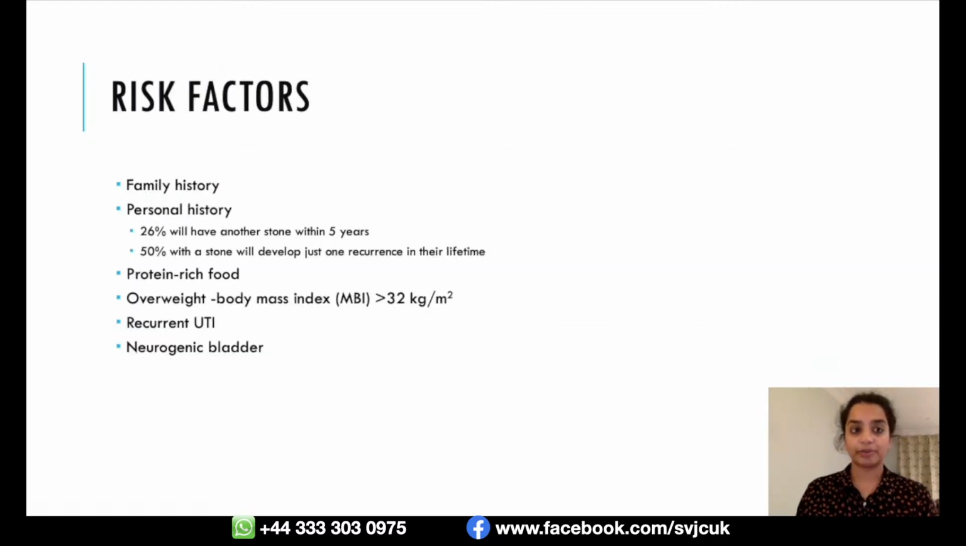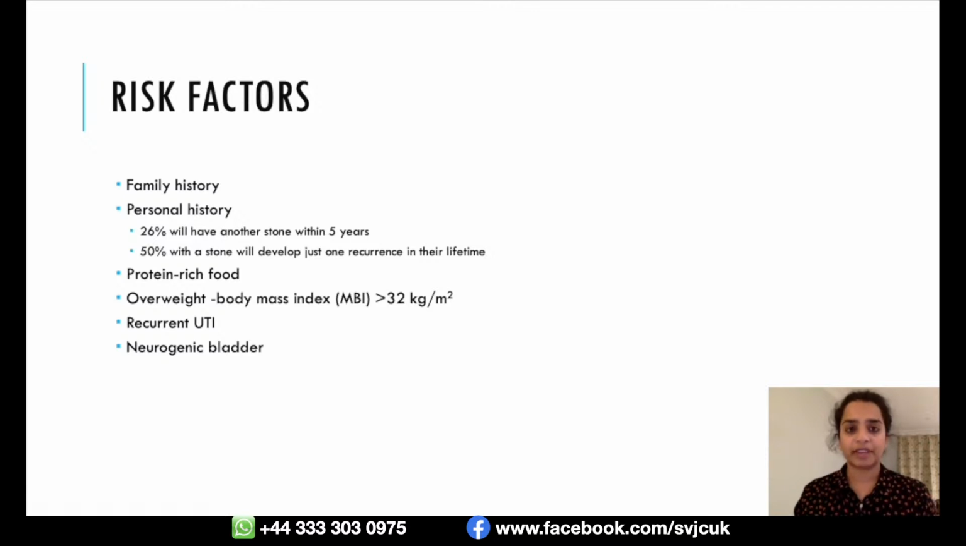Now, why do people form stones? As we discussed on the previous slide, there are numerous reasons why people may fall into the category of stone former. However, there are specific risk factors, some of which are modifiable, which contribute to stone risk. These include having a family history of stone formation. Additionally, if you have had a stone in your life, approximately 26% will have another stone within 5 years. Only 50% will survive their entire life having had a stone with only 1 recurrence.